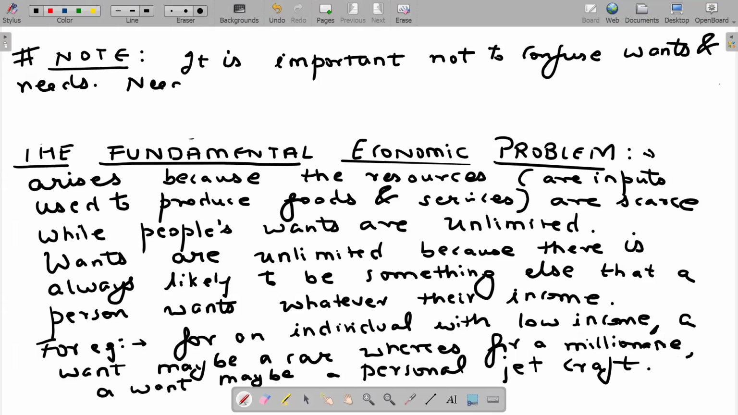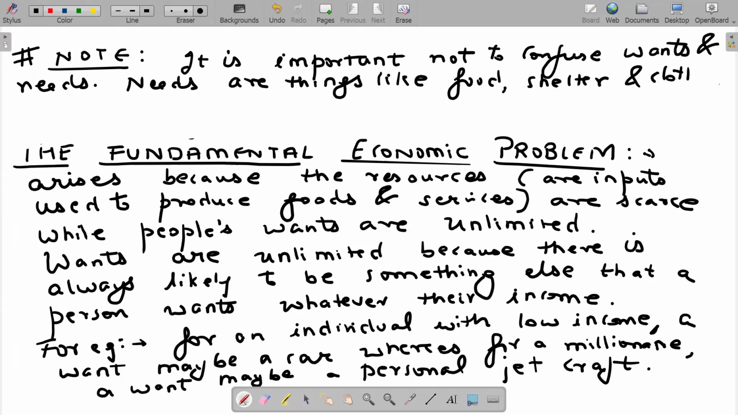Needs are something you need for survival. Needs are things like food, shelter, and clothing, which you need for survival. You can't live without them. These are food, shelter, and clothing that are needed for survival.